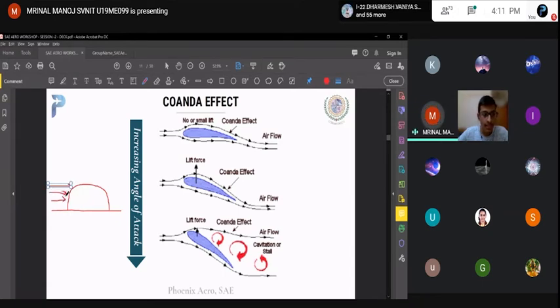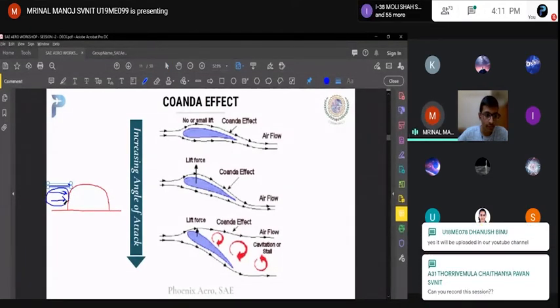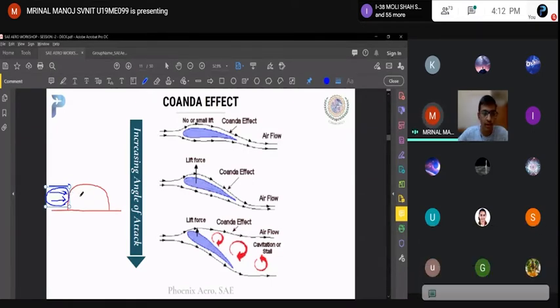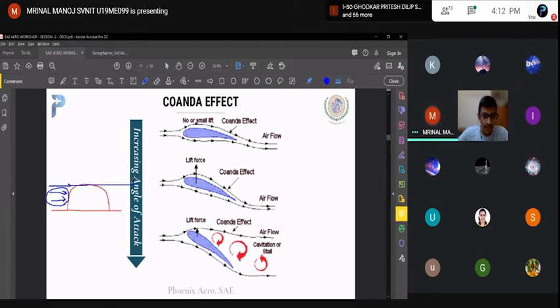Now, what happens is that this part of the airflow will be blocked by this hemispherical object and it won't move forward. Whereas this tangential airflow will keep moving this way. Now we have stagnant air molecules over here, behind the hemisphere.